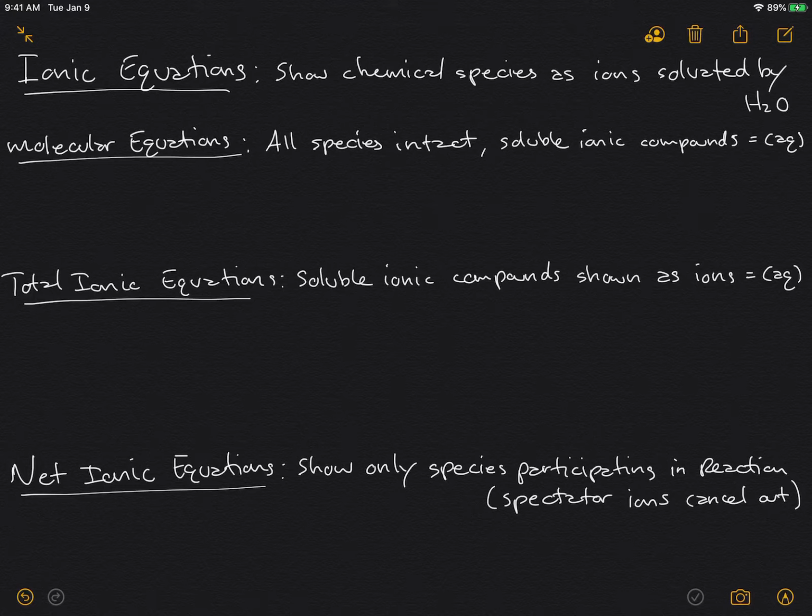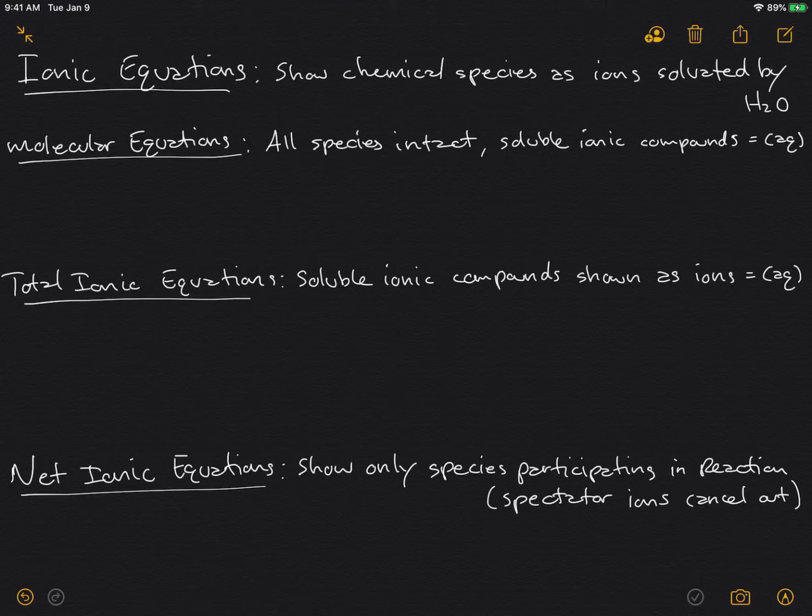In chemistry, we often write ionic equations, which show soluble chemical species as ions solvated by water. And we use the aqueous phase to show this. And this is specific to ionic compounds only. And there are three different types of equations that we'll look at.